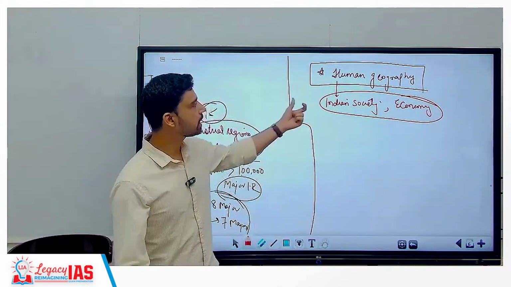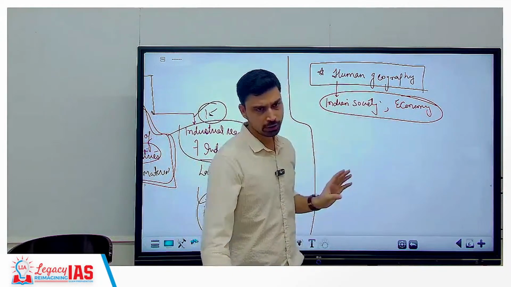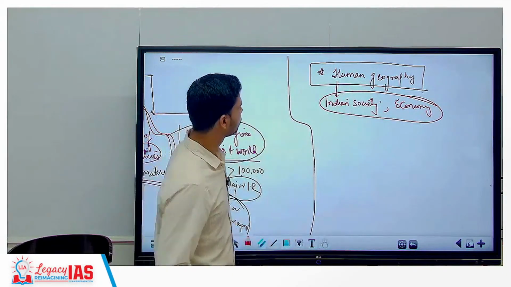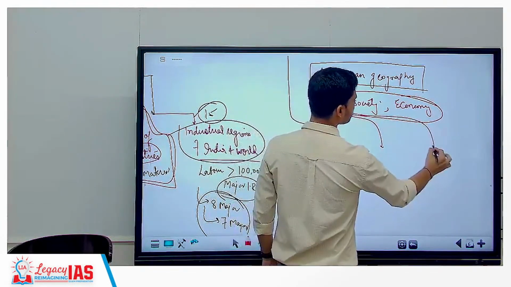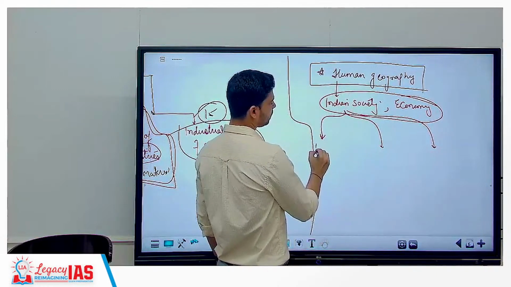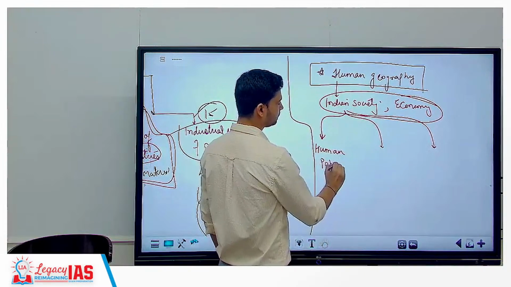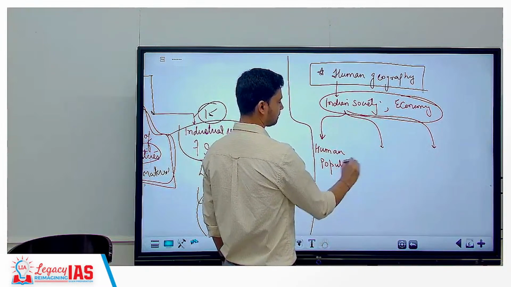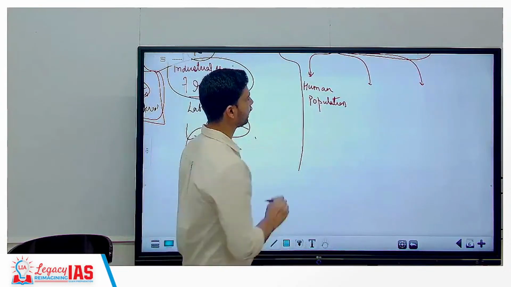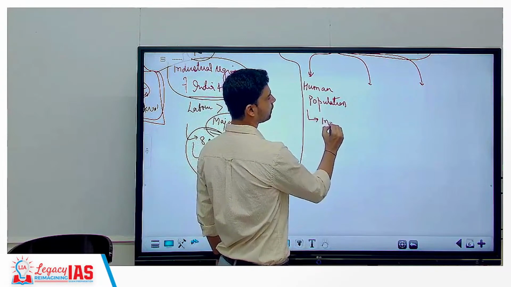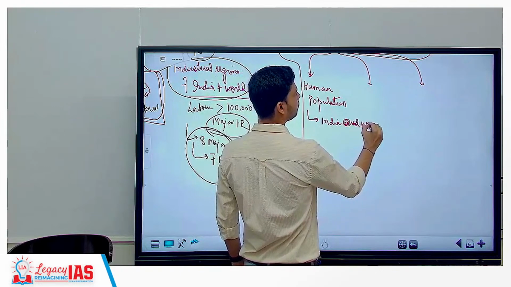But at least if it is asked in GS1, then the probability is that it is either a human geography or a society question. In GS3 you have to study from an economic point of view. So in human geography, again, it is a very short or small syllabus. It has a total of three topics we have to study here. One is the human population, both in India and at the world level.